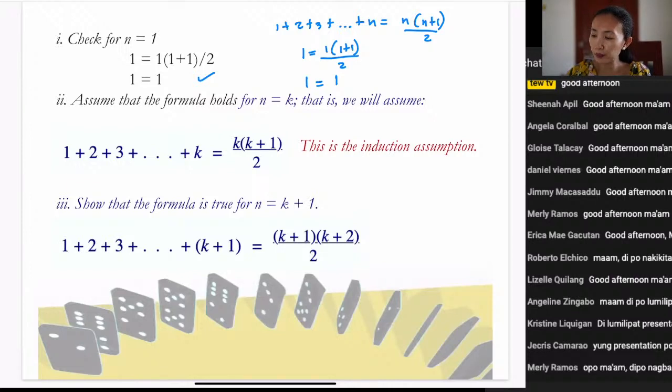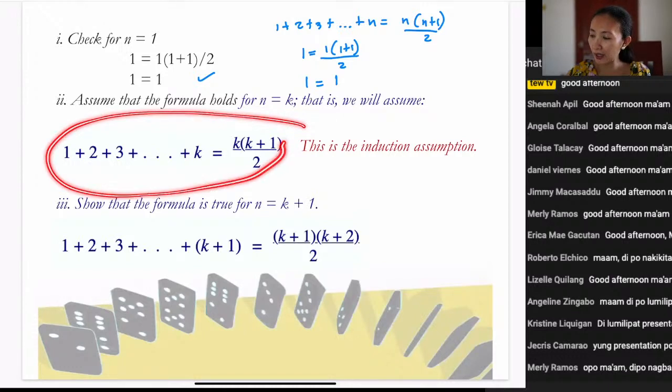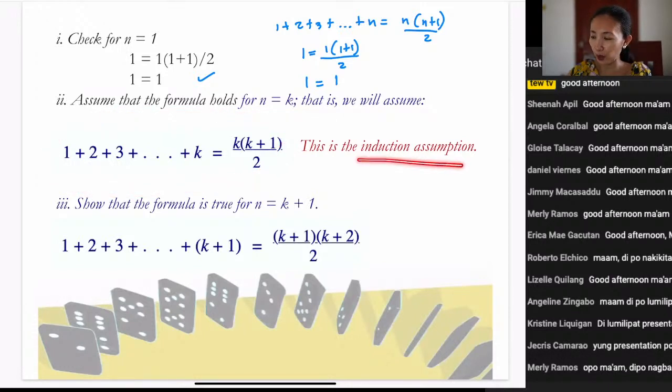We assume that the formula holds for n is equal to k. So, this is our inductive hypothesis. This is our assumption that 1 plus 2 plus 3 until the k term is equal to k times the quantity k plus 1 all over 2. We simply replace n here with k. So, we assume this to be true. This is our induction assumption or inductive hypothesis.